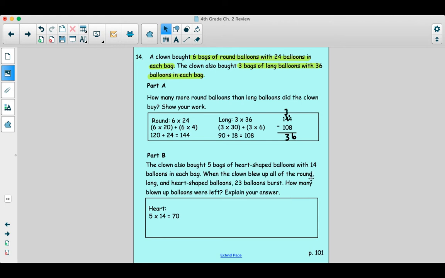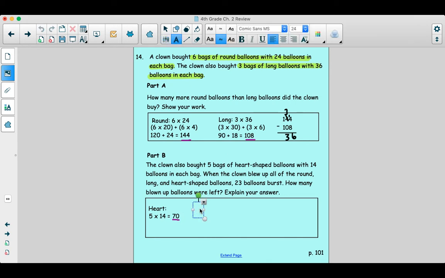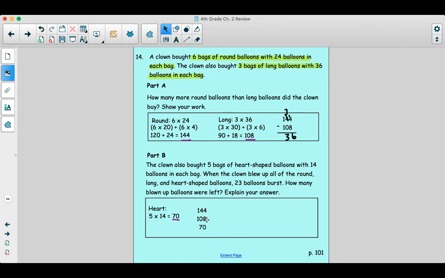Okay, so how many blown up balloons were left? Okay, so we already know from part A that there were 144 round, 108 long, and we know from this one 70 heart. So first, let's do 144 plus, you could stack them or you can write them horizontally. Whatever you decide is fine on how to solve.